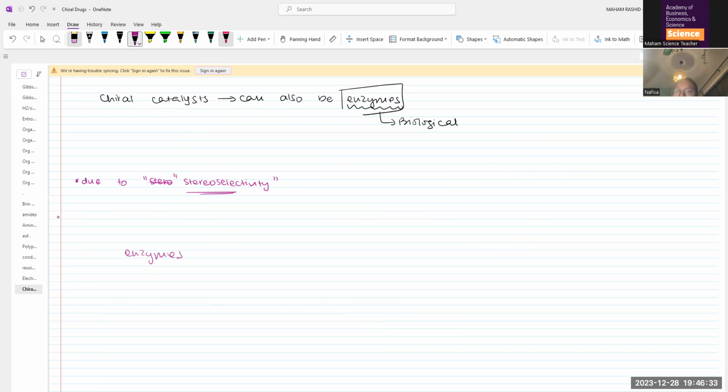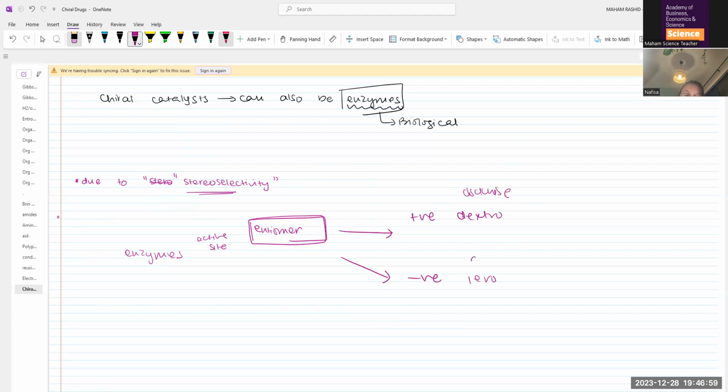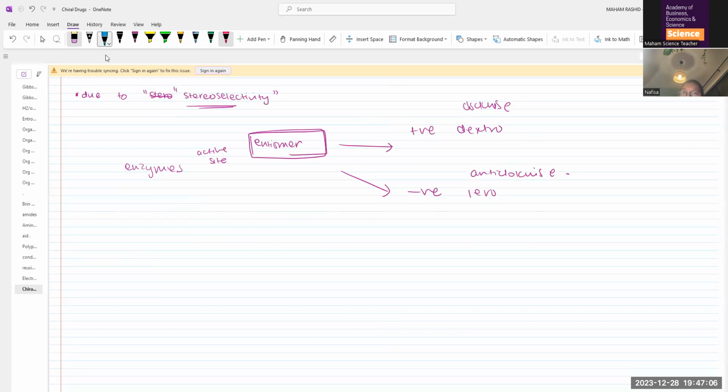So the enzyme makes sure that the active site reacts with your enantiomer. And this is how it makes sure that only either the positive one is made or the negative one is made. So this is dextro and this is levo. Again, I'll mention clockwise, anti-clockwise. Just two more pointers for this.